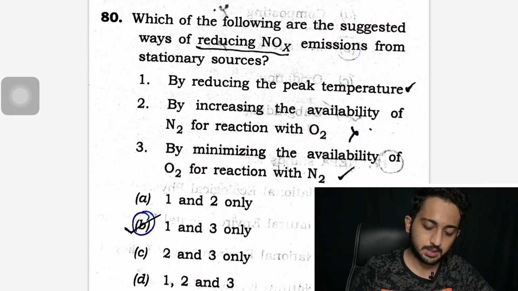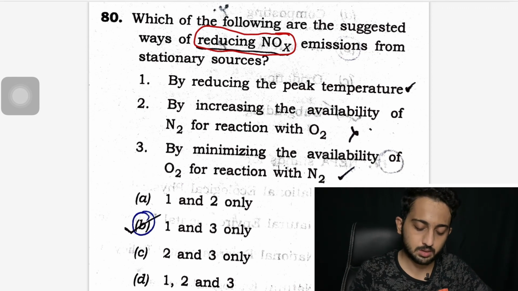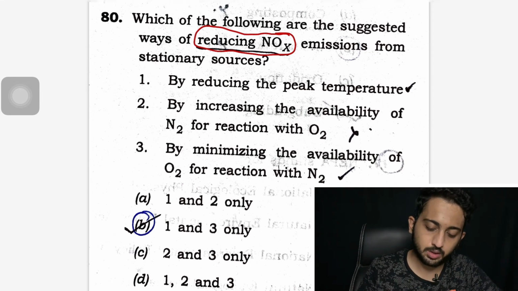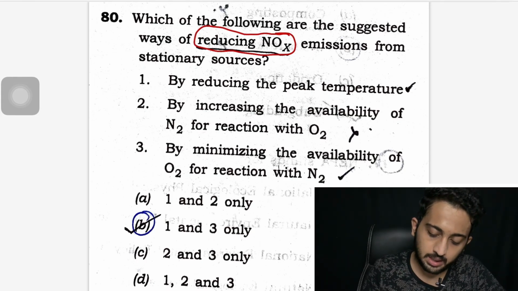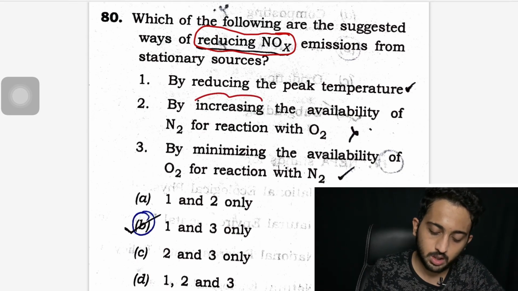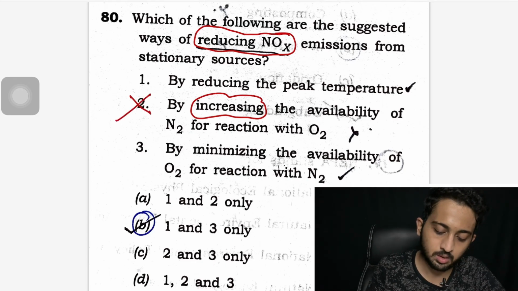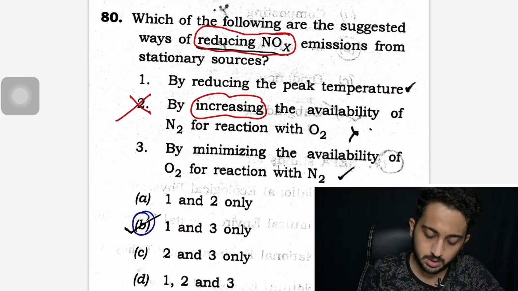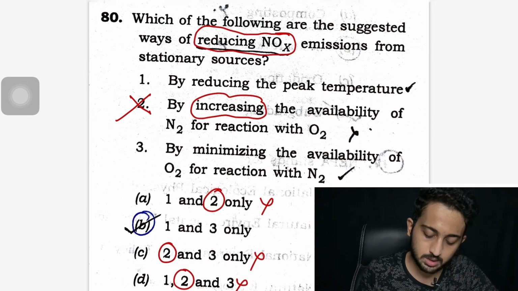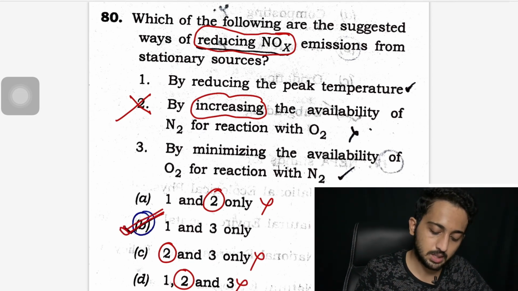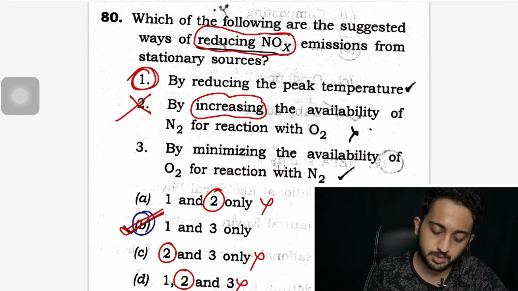Which of the following are the suggestive ways to reduce NOx emissions from stationary sources? Now look at the options. By reducing the peak temperature. Okay, we don't know this. Okay, leave that option. By increasing the availability of N2 for reaction with O2. If you increase the availability of N2, will the NOx emission reduce? So this is not the right option. So 2 should not be there in the options. Just go to the options. Here 2 is there, here 2 is there, here 2 is there. So this is not the right answer. This is not the right answer. This is not the right answer. So B is the right answer. Even if you are not sure about the first option, if you are able to eliminate the second option, you can guess the answer.